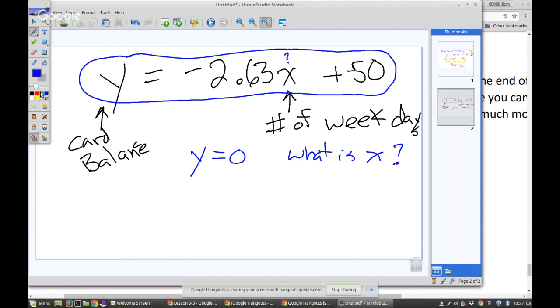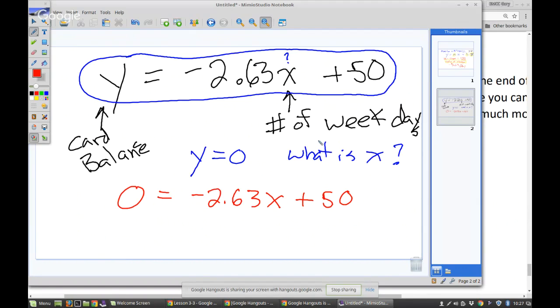So the next thing I'm going to write down is exactly that. I'm going to say, okay, y is 0, so 0 equals negative 2.63 times x plus 50. And we need to just solve this equation and see what happens. What should I do first to solve this equation? Do I get rid of the 2.63 or the 50? The 50, yeah. We always get the thing furthest away from the variable first. So get rid of that 50.